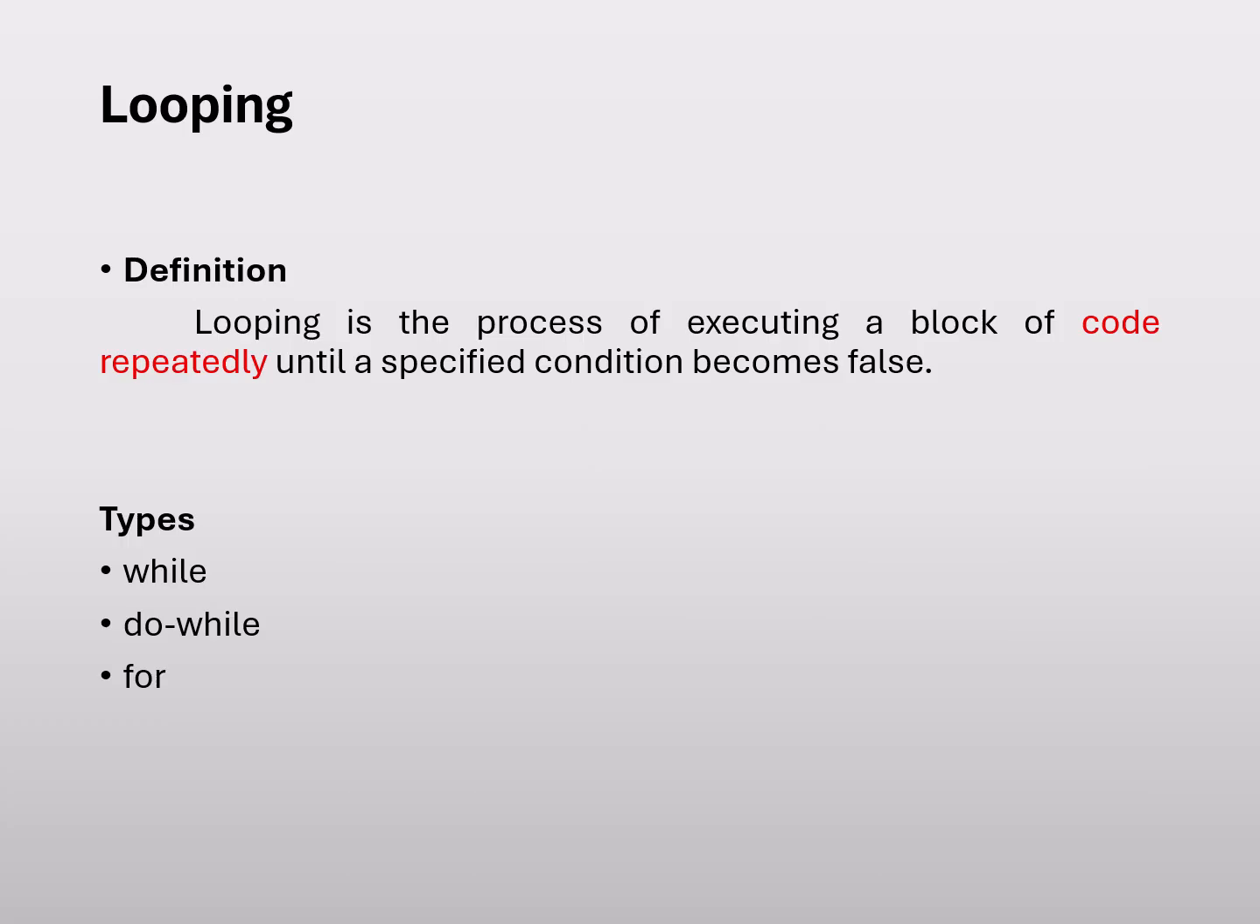The final control statement is looping. Looping is the process of executing the code repeatedly until the condition becomes false. There are three types of looping: while, do while, and for. Based on condition checking, there are two types of loops: entry controlled loop and exit controlled loop. In an entry controlled loop the condition is checked before the statement. In an exit controlled loop the condition is checked at the end. While and for are entry controlled loops; do while is an exit controlled loop.